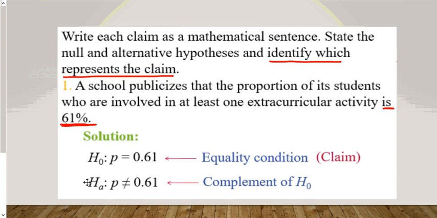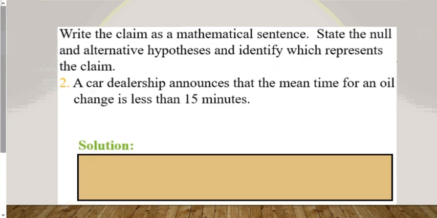Then the alternative, if our information leads us to believe that it's not 61%, then that's what we would ultimately conclude, that it's not 61%. The claim, then, of course, in this case, is the null hypothesis. That's what the school is claiming. Okay. The next one, write a claim as a mathematical sentence.